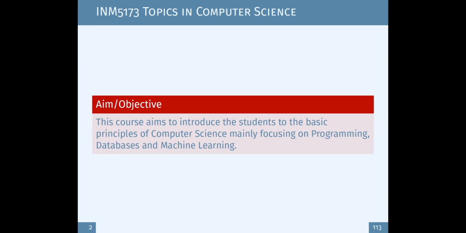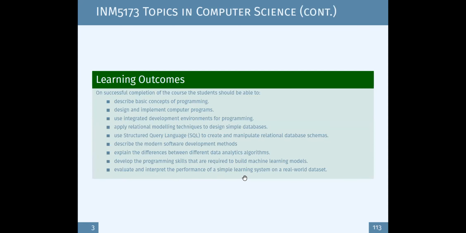So the focus of this particular module is to give you a basic understanding of computer science. Under computer science, we are going to focus mainly on programming, databases, and machine learning. With that aim in mind, there are a few things that we expect you to have at the end of this module. The first one is the basics of programming. I hope that part we have already covered in the previous module.